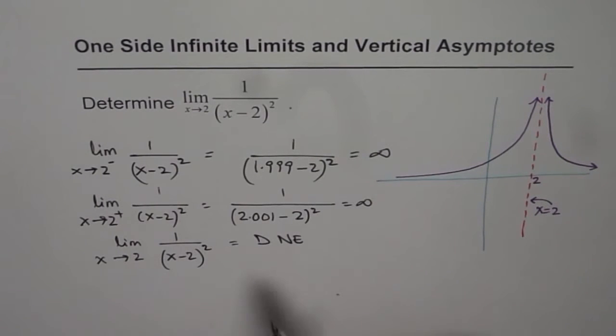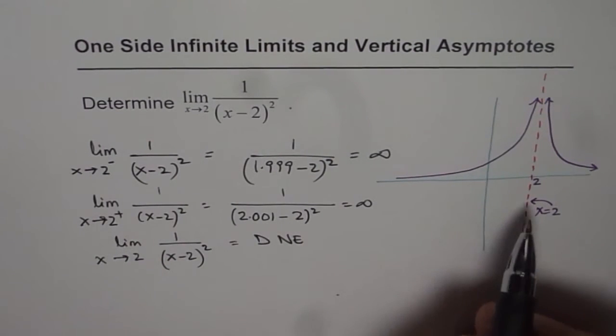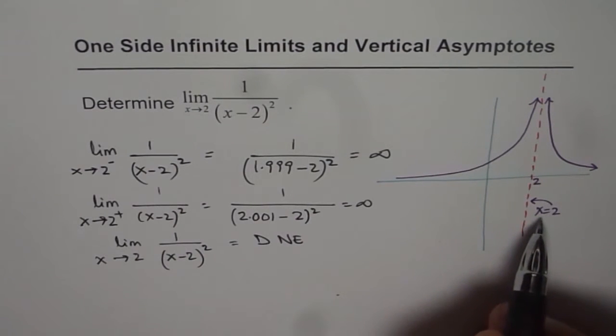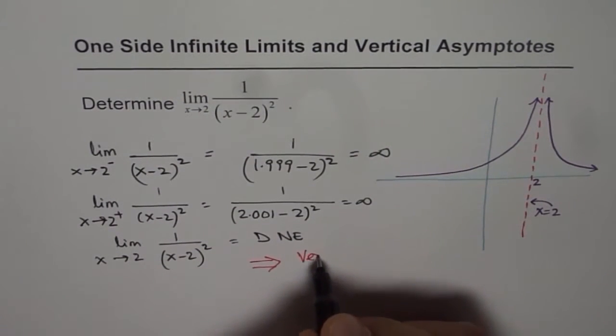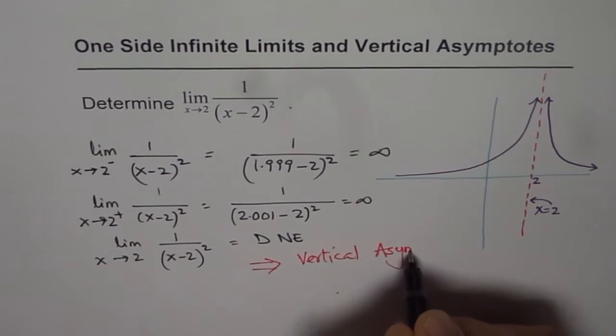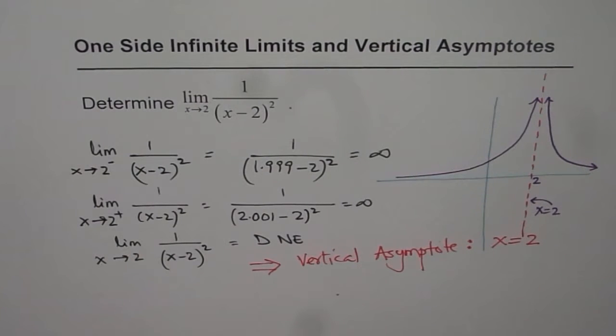What we note in this case is that if a one-sided limit is infinitely large as x approaches 2, then x equals 2 is a vertical asymptote. So this leads to a vertical asymptote, and the equation of the vertical asymptote is x equals 2. That is a very important result: if a one-sided limit of a function is unboundedly large, infinite, positive or negative, then x equals that value, the vertical line, is the vertical asymptote.